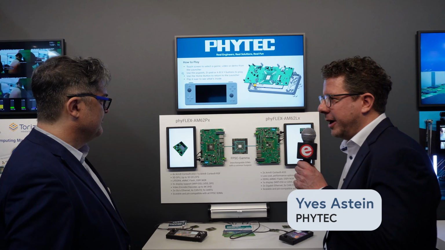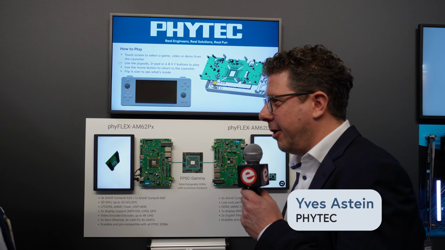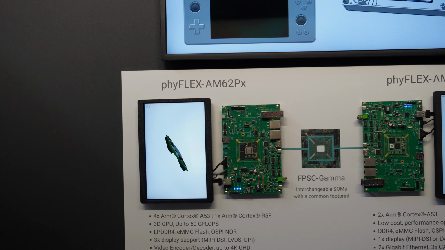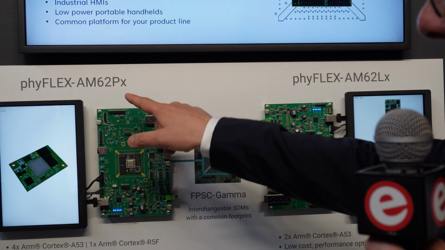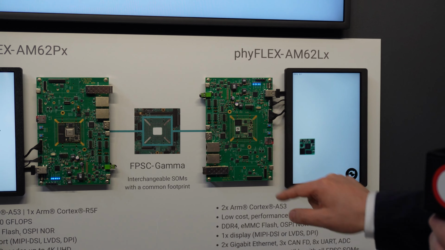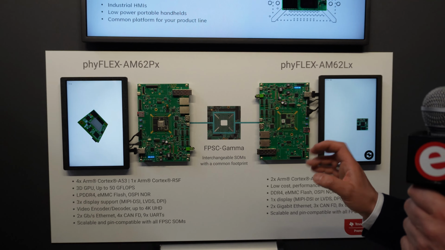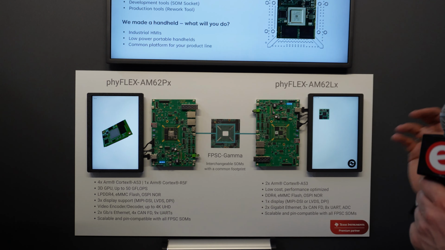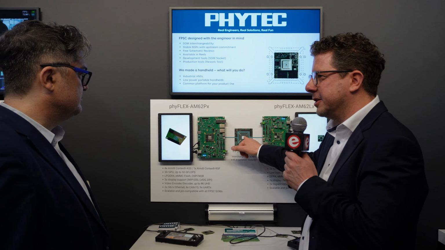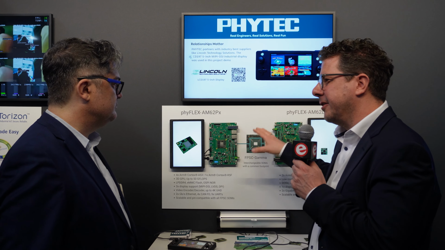So we are showing our FPSC standard here and our new two TI products, our system on modules based on AM62P, called the PHYTEC AM62P and the PHYTEC AM62L. And they are both on the same standard, so they have the same footprint. Our FPSC standard is a very high-end standard as a solder technology. It's very rugged and soldering. It's easy to design in on your carrier board.